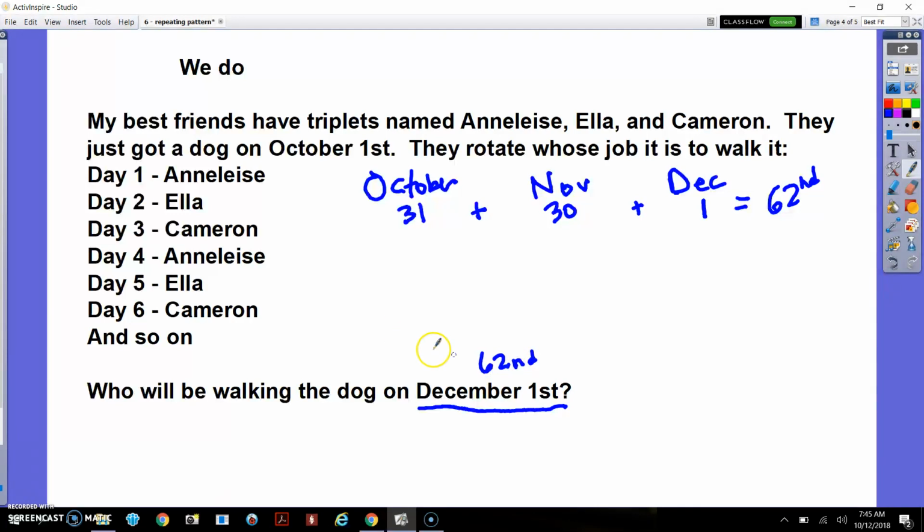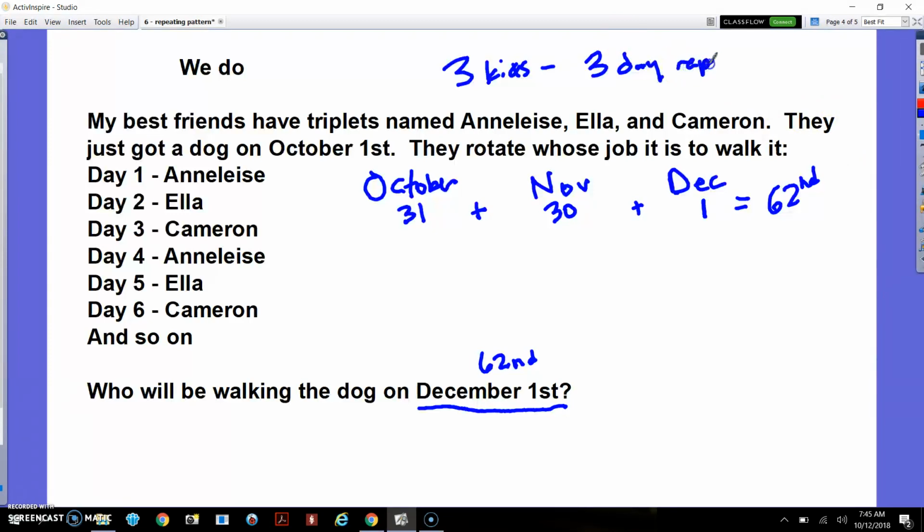All right, and so here's how I figured it out. There are 3 kids. And that means this is a pattern that repeats every 3 days, 3-day repeats. Right? 1, 2, 3. 1, 2, 3. 1, 2, 3. And so in a 3 repeating pattern, the third one is the magic one. I know that on all the multiples of 3 days, Cameron's walking that dog. He's walking it on day 3, day 6, day 9, day 12, and so on and so forth. So Cameron is always the one walking the dog on the multiples of 3.